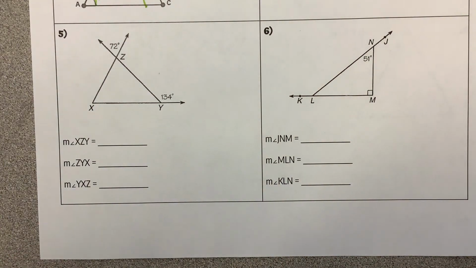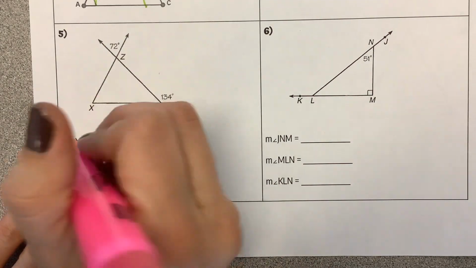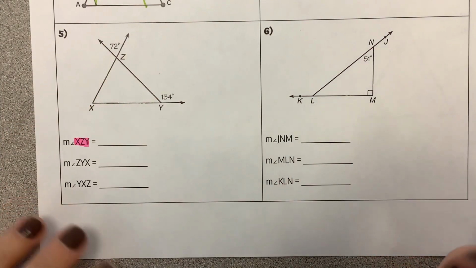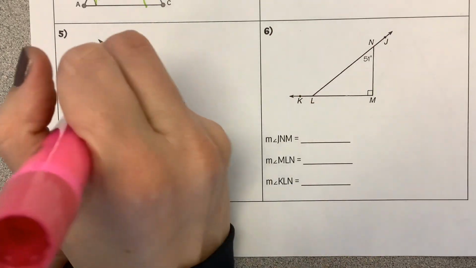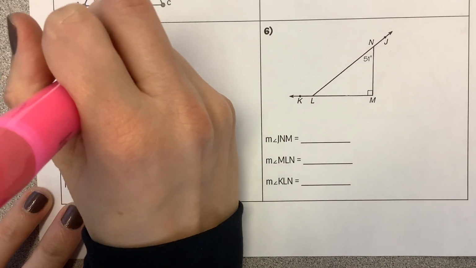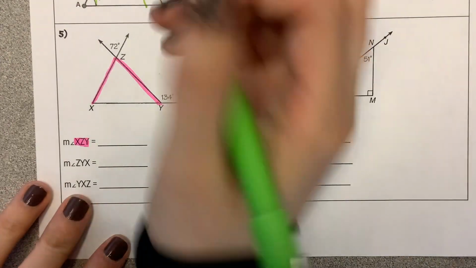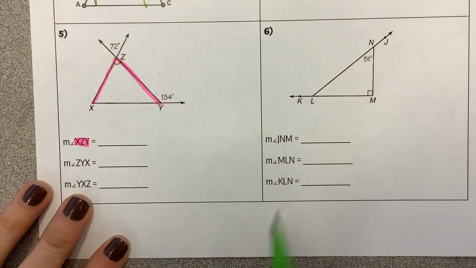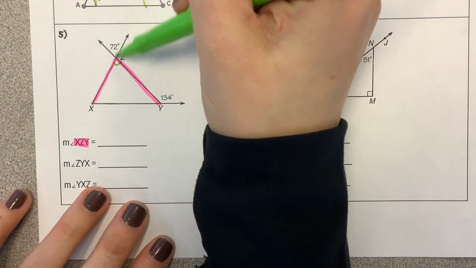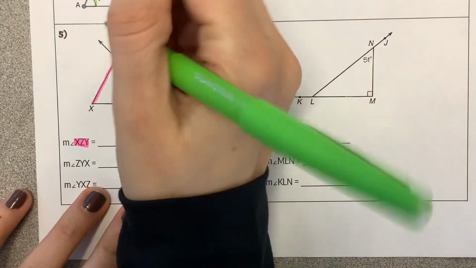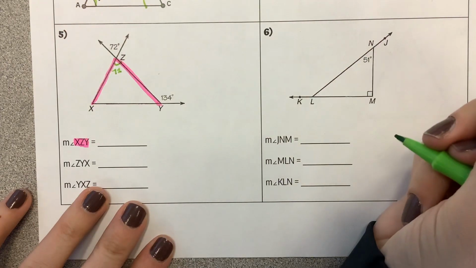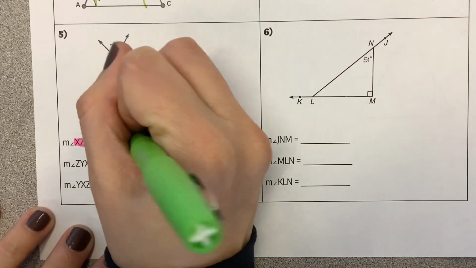Here, we are given some different information. We're going to have to apply what we know about triangles, supplementary angles, complementary angles, etc., to find all of the missing measures. When we have it labeled like this, x, z, y, that means I'm starting at x, going to z, and then going to y. So the angle that we're talking about is right here, okay? What I know is that these make vertical angles. So if this is 72, that tells me that right here is 72 degrees.